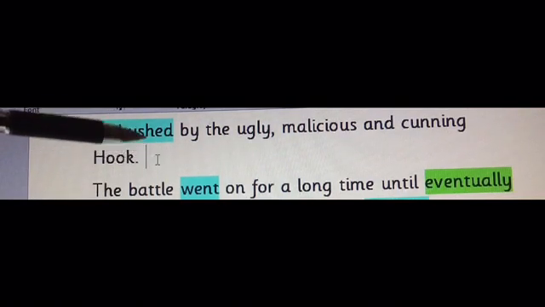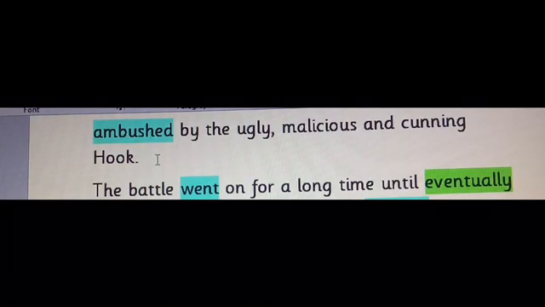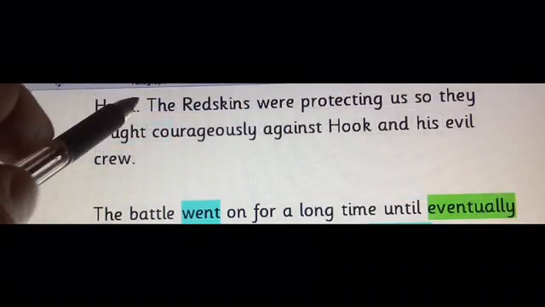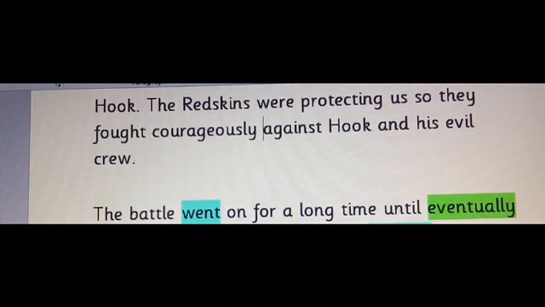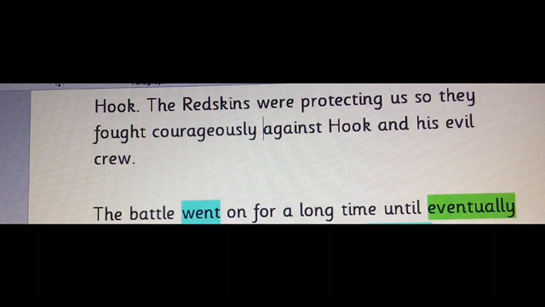closing, so I'm going to add an extra sentence in to the main body just to help that link become a little bit clearer. Here is the sentence. The Redskins were protecting us, so they fought courageously against Hook and his evil crew.